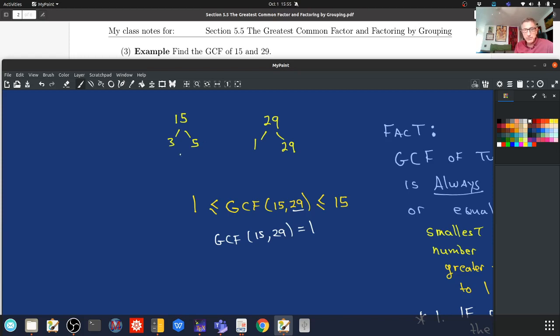Because 15 is going to have 3 in your list and 5 in your list, and 29 will have 0 3s and 0 5s. So we don't count the numbers themselves or 1 as prime factors in our list. So the GCF is going to be 3 to the 0th times 5 to the 0th, which is 1.